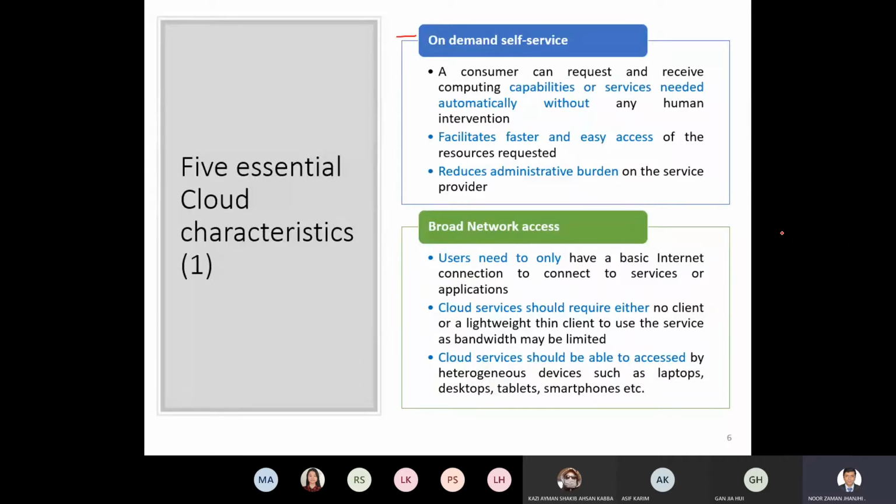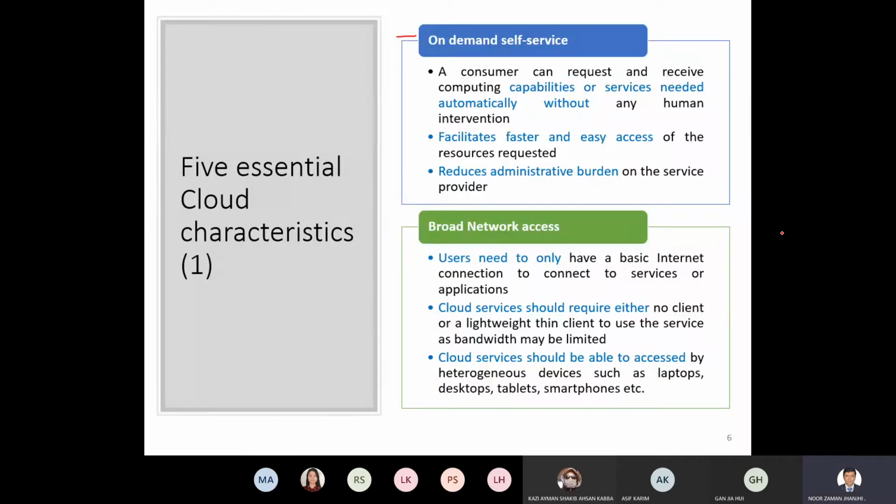So you can see from here that the capabilities or services are needed automatically, without any human intervention. The services we may require without any human interaction, so it will be on-demand self-service. Not only on-demand, but also self-service. The user will not be waiting for anyone.